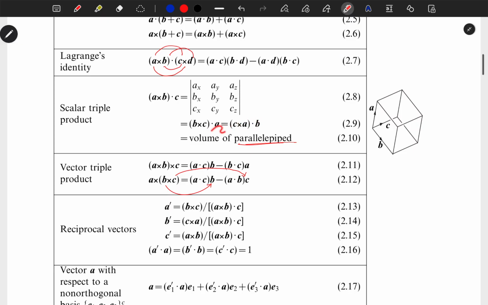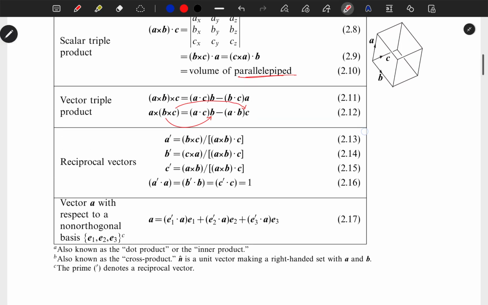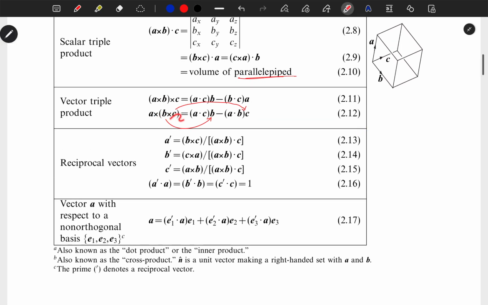So A dot B cross C can be written in that determinant form. It indicates the volume of the parallelepiped. Vector triple product, A cross (B cross C). So it will be a component of the B vector and the C vector: (A dot C) with the B vector minus (A dot B) with the C vector.